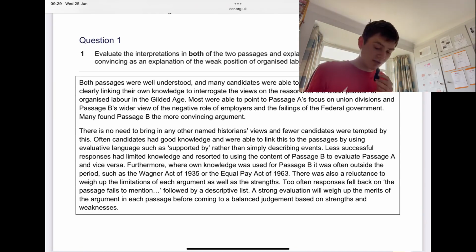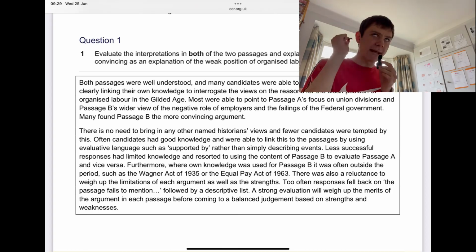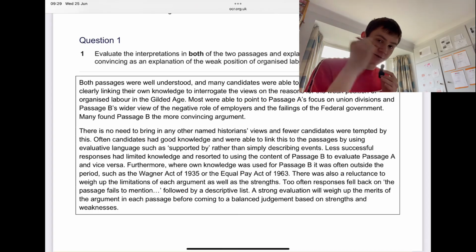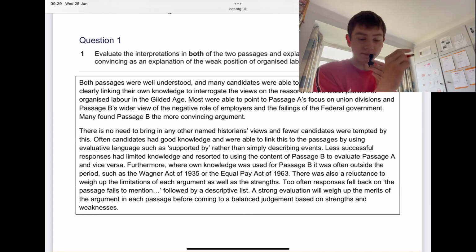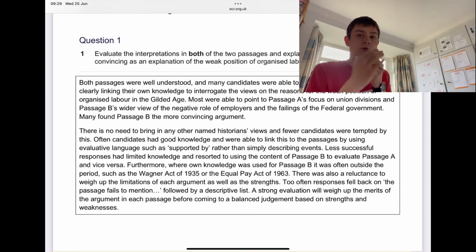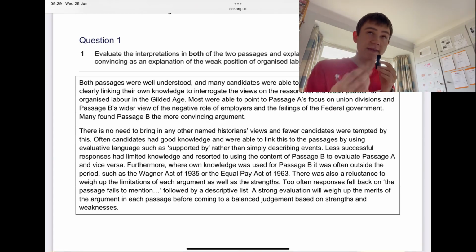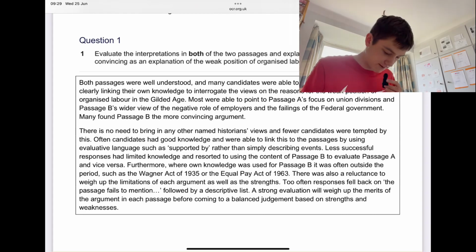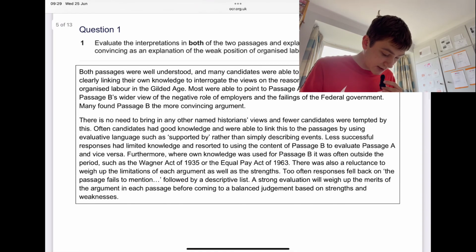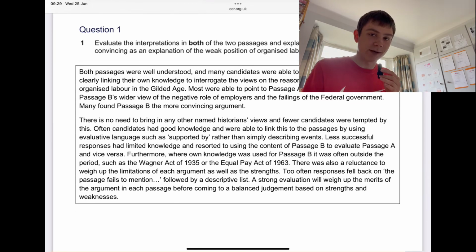Yes, again, it's a bit of a dodgy one there, like I said. You can't just make a whole argument on a factor outside the period like the Wagner Act 1935 or the PATCO strike 1981. The main arguments have to come from the period of the Gilded Age, so the end of the American Civil War to World War One. But within that, I think you can make links, as is also evident by the fact Herbert Hoover was laissez-faire, like Grover Cleveland, for instance. There was also reluctance to weigh up the limitations of each argument, so again, not many people are evaluating. If you don't evaluate, you don't get the highest marks.